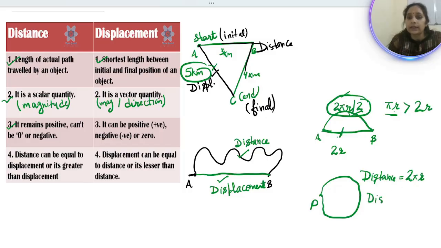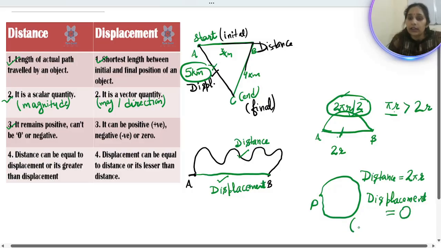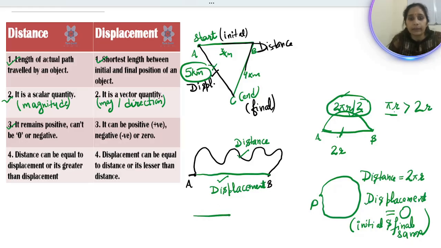And in this case, the displacement equals 0. Why is it 0? Because when the initial position and final position are the same, in that case the displacement is 0. It is also possible in a straight line.